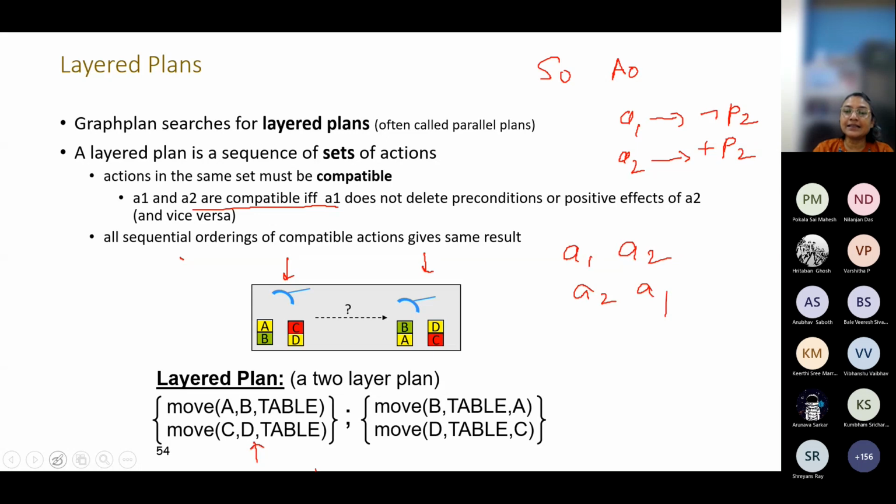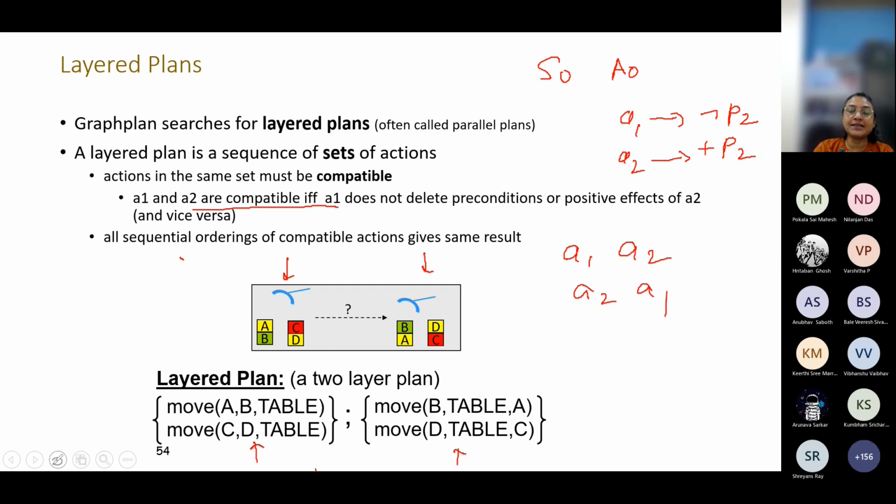And then let us say at the next level, these are two actions. Move B from table to top of A, move D from table to top of C. Are these two actions compatible? Yes, they are also compatible. Now, we can give a solution of this task in this 2-layer plan, even though when we actually develop the plan, the plan has length 4, right? But it can be described in 2 layers.